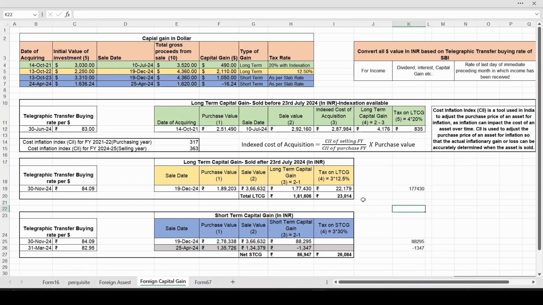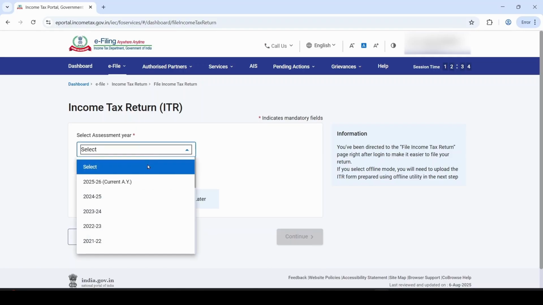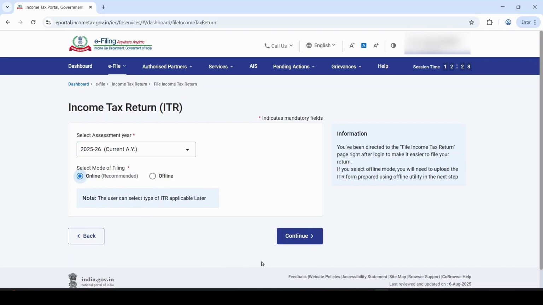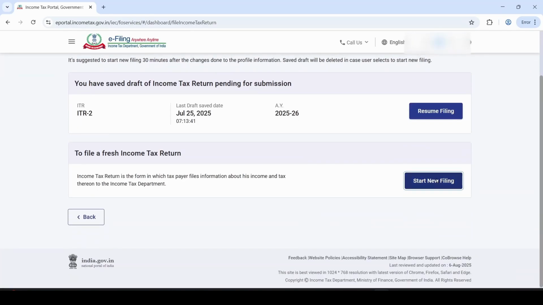Now let's see how to fill this detail in ITR. Log into the income tax portal. After login, the direct filing section will reflect. Select assessment year 25-26. Select mode of filing online. Click on continue. Click on start new filing.